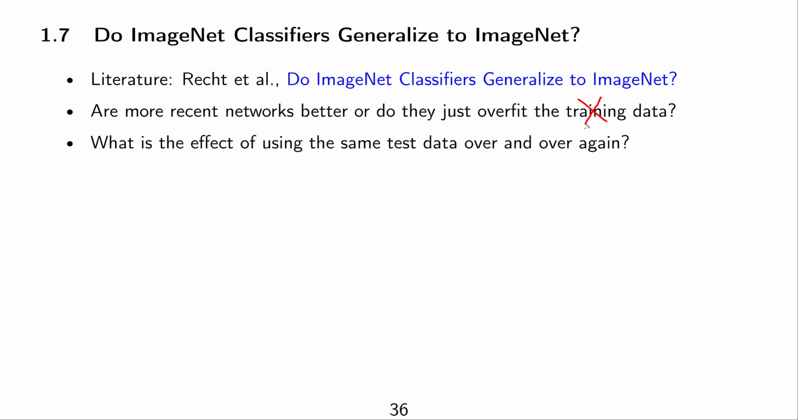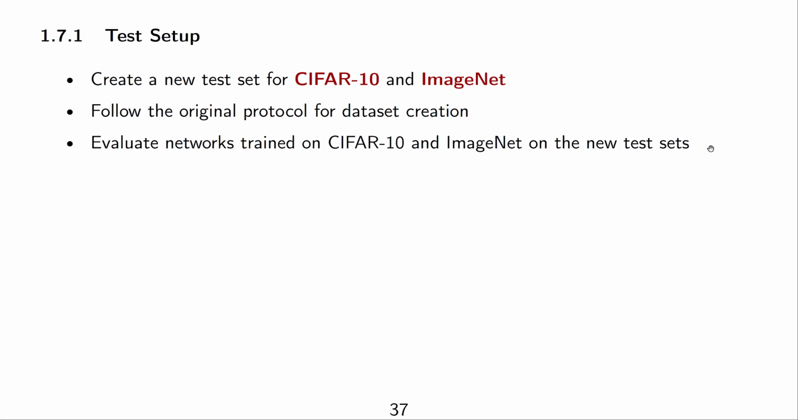So what is the effect of using the same test data over and over again? The idea is maybe because there are so many tests being done with the same test data that somehow the networks would overfit, and that actually no real progress would be made. So this is one of the dangers of using the same test set, the same data set, over and over again.